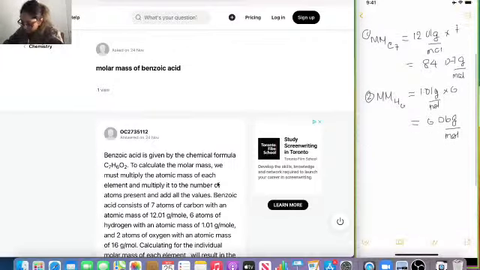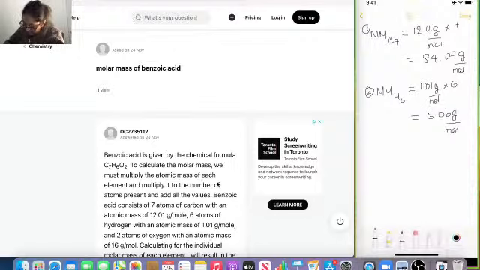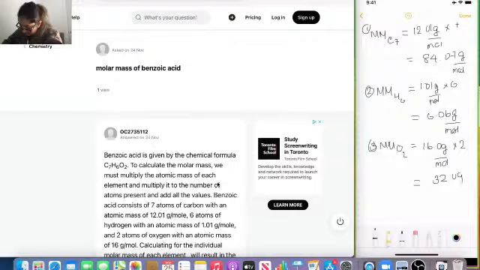And the third step would be to calculate the molar mass of 2 oxygen atoms. The molar mass of 1 oxygen atom is 16.0 grams per mole. Since we have 2 in this case, we'll multiply this by 2, and so what we have is 32.0 grams per mole.